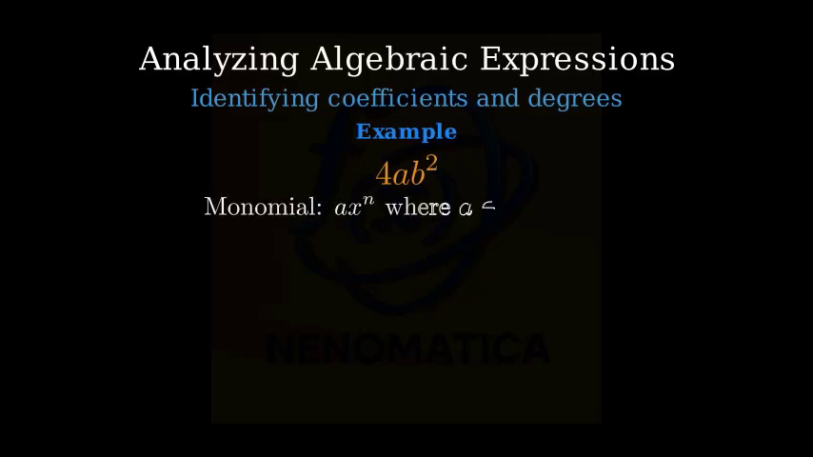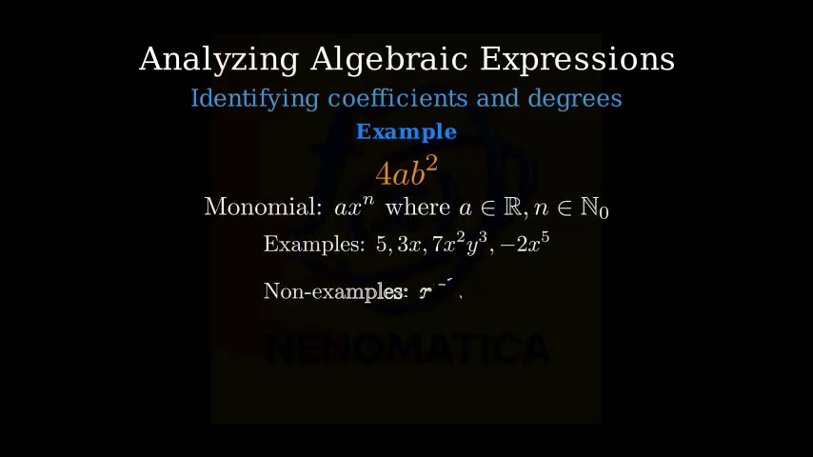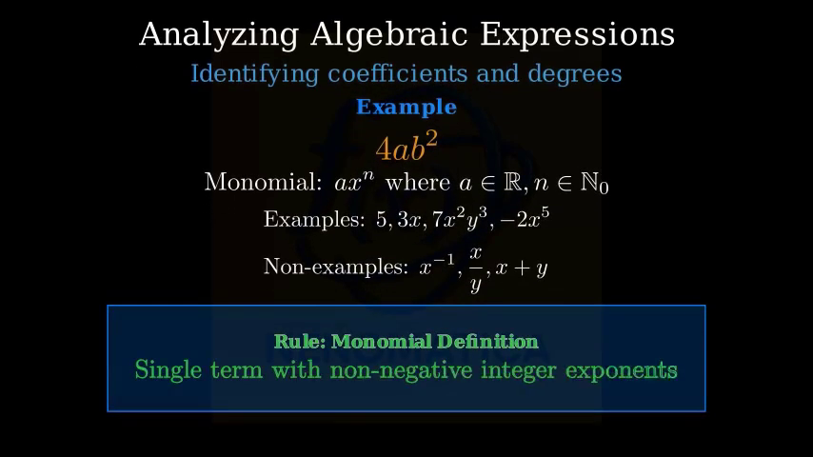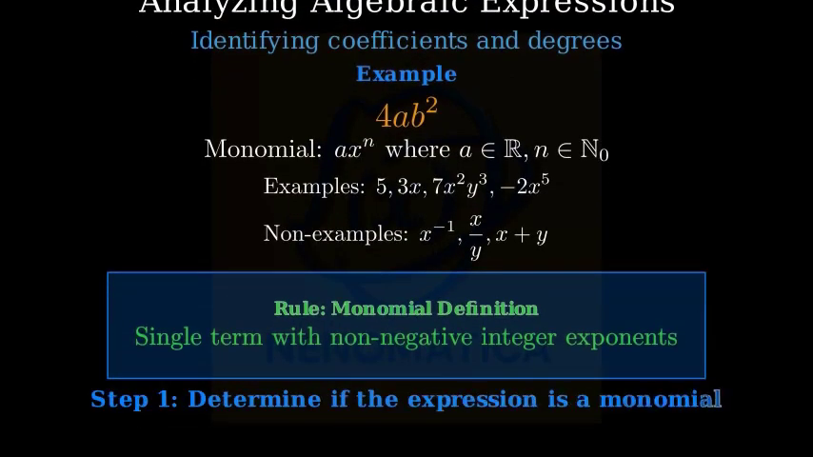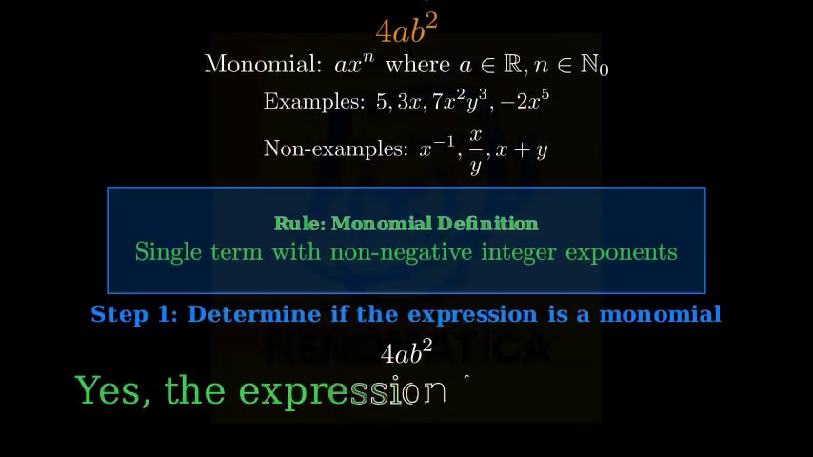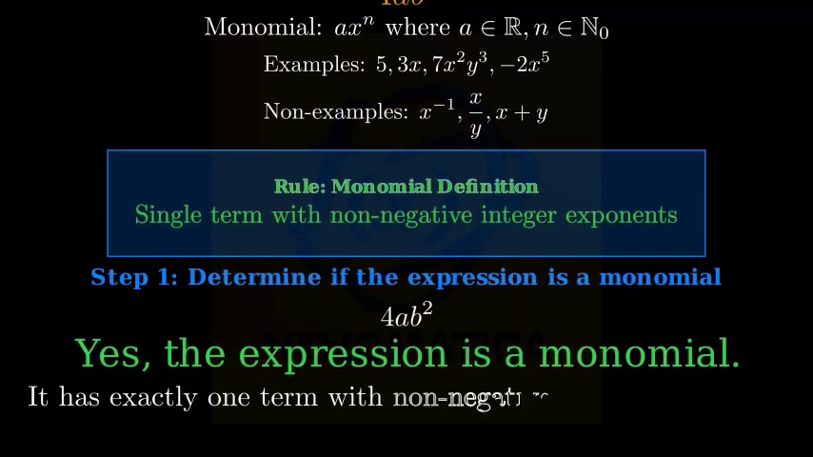Before we begin, let's clarify what a monomial is. A monomial is a single term that consists of numbers, variables, or a product of numbers and variables with non-negative integer exponents. Let's start by determining if 4ab squared is a monomial. A monomial has exactly one term, with no addition, subtraction, division, or negative exponents.